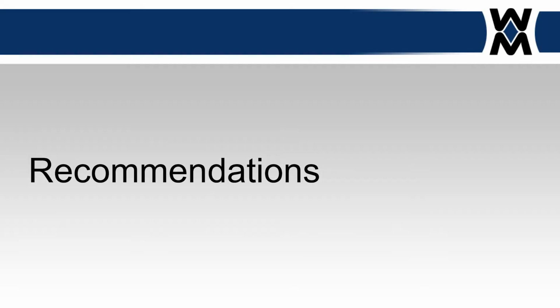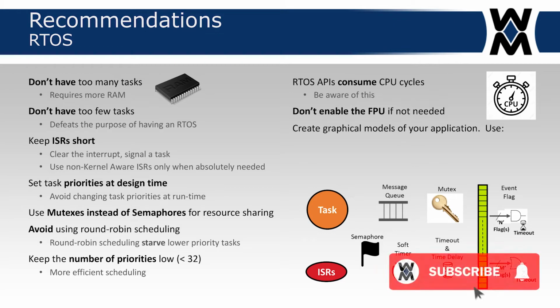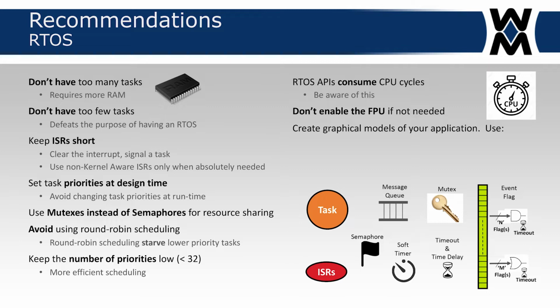I got a few recommendations that I kept here. You don't want to have too many tasks in the system because it requires more RAM space. You don't want to have too few tasks in your application because it defeats the purpose of having an RTOS. If you got one task, it makes no sense. If you get two, it's kind of questionable whether you need an RTOS or not. So anyway, a number of tasks, maybe 8 or 10 or something like that makes sense to use an RTOS with, or maybe 2 is good enough.